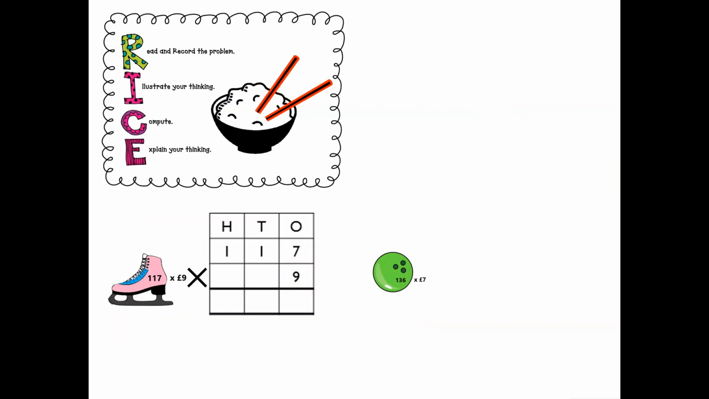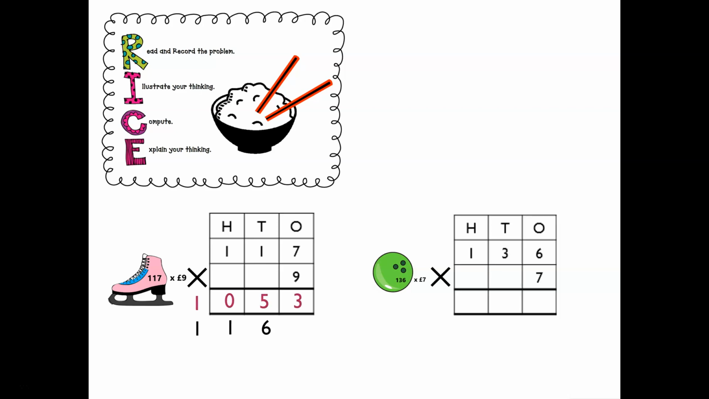Starting with my ones, 7 9s are 63. 9 1s are 9 and then add on 6 and I've got 15. Lastly, 1 times 9 is 9 and I need to remember to add on the 100 I've exchanged, so altogether it's 1053. Let's do the same, but this time for the children that are going bowling. 136 multiplied by 7.